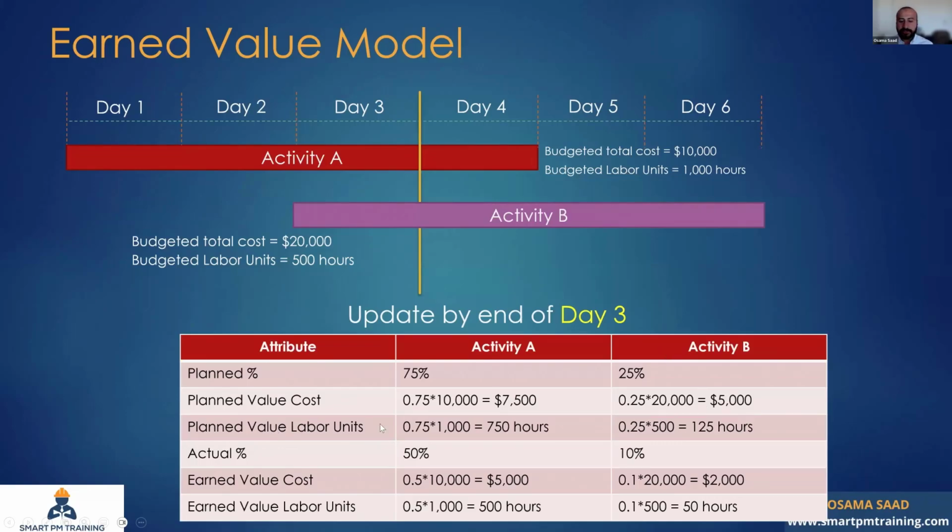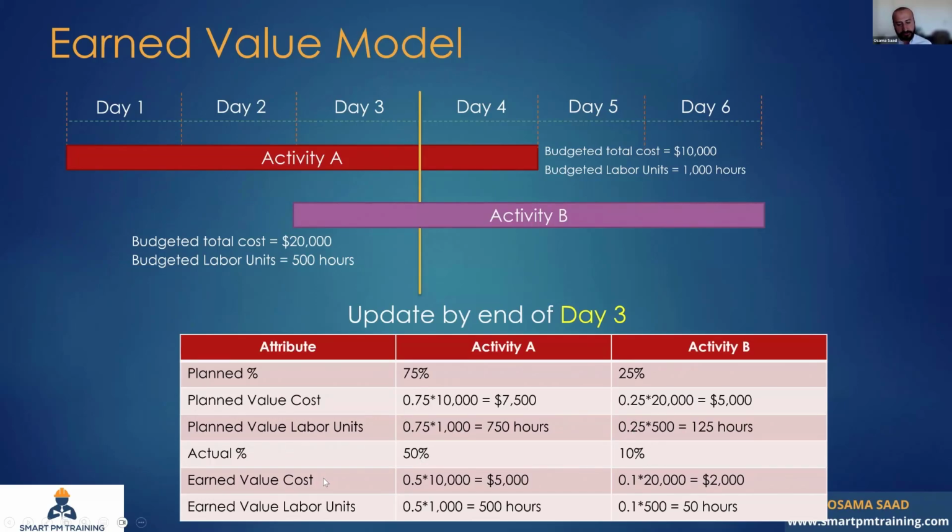For the planned value labor units, it's the same concept, but I'm gonna replace the total cost by the labor units. Okay, and that's planned value labor units. How many man hours I should have consumed to date. The actual percentage. While activity A is 75% planned, I achieved only 50%. So there is clearly 25% delay. So the actual percentage is 50% for activity A. For activity B is 10%.